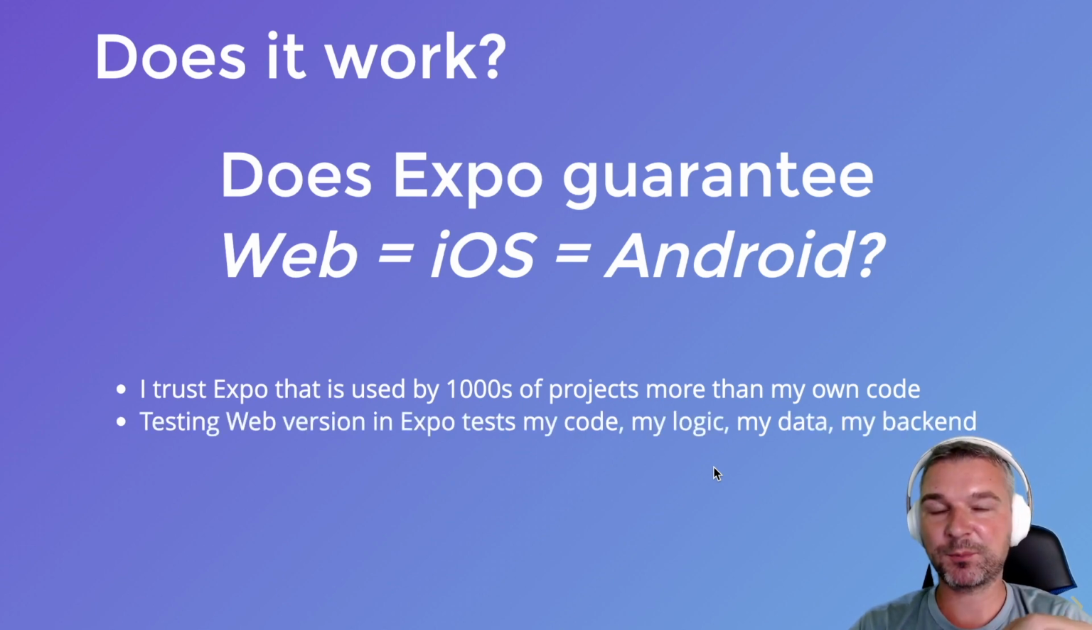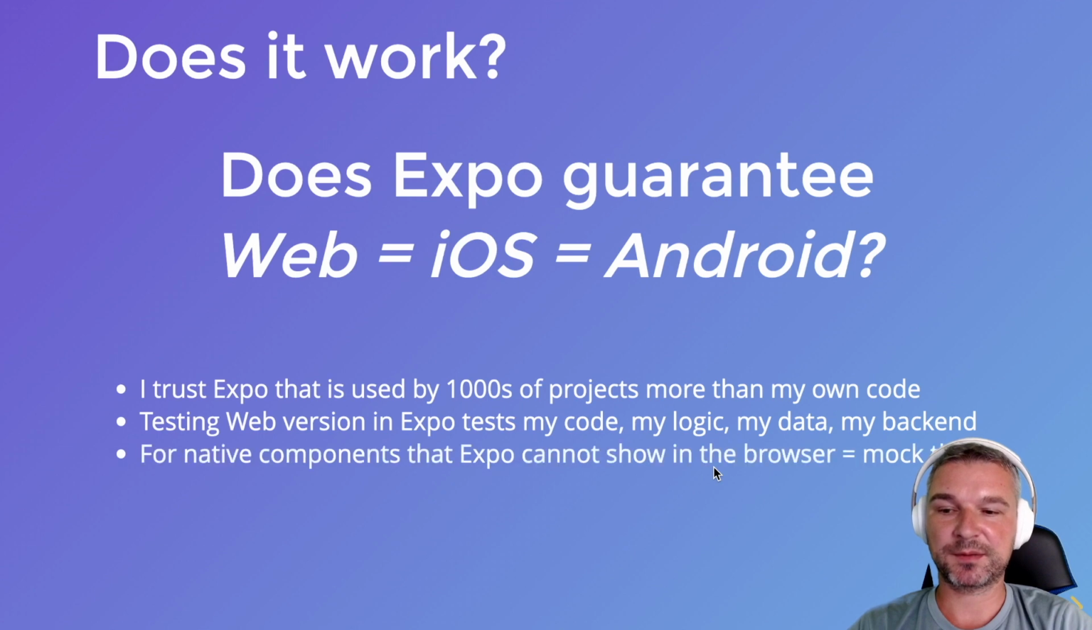I think that by testing the Expo browser version of my app, I'll find all the errors that creep up in my logic, in my data coming from the backend. Errors are also tested. So I actually trust it to discover all the issues that would not be discovered otherwise.